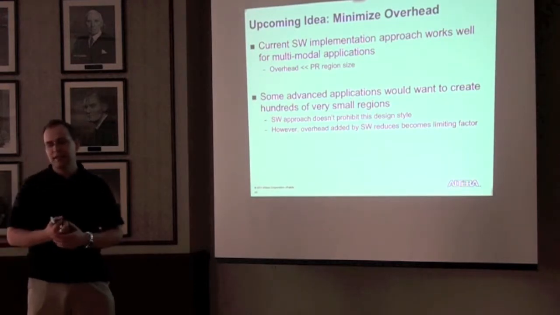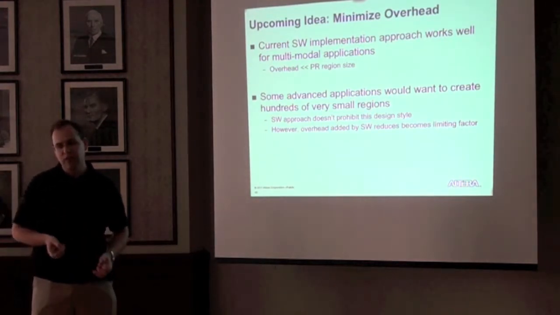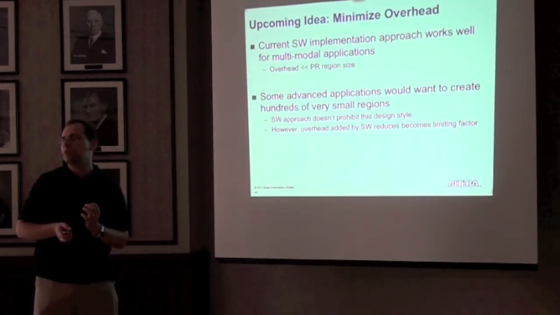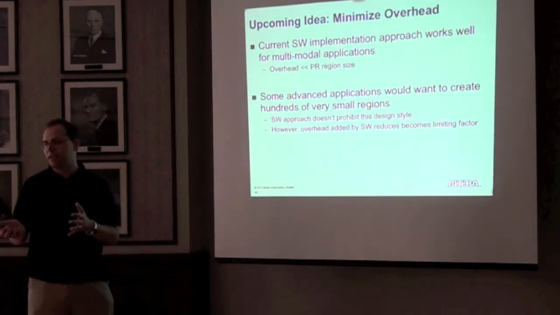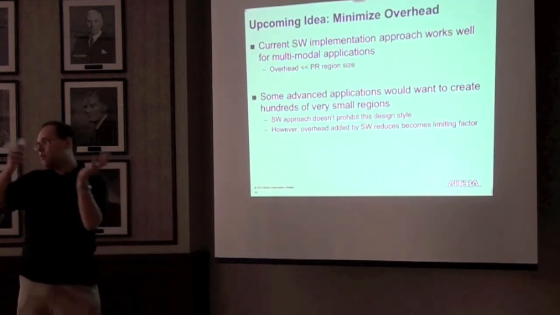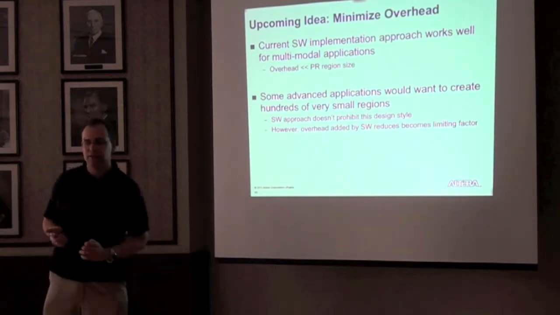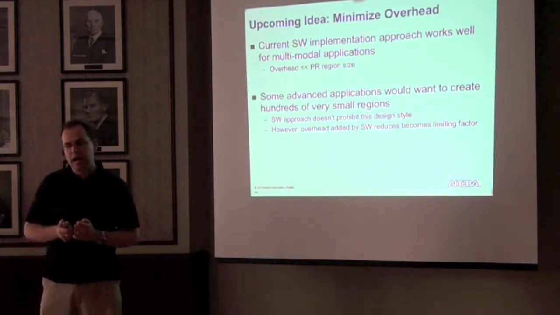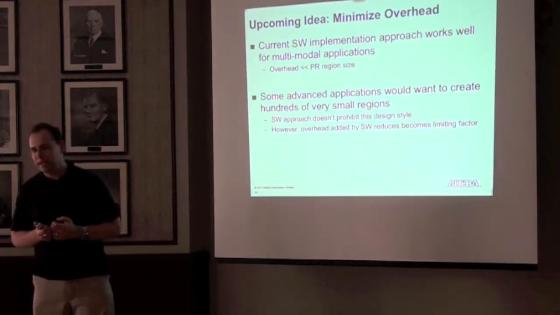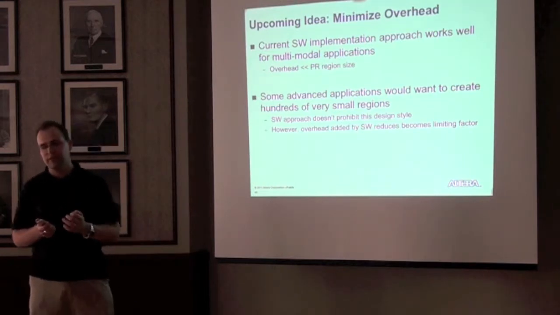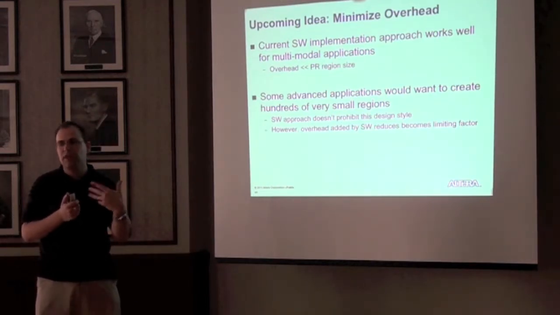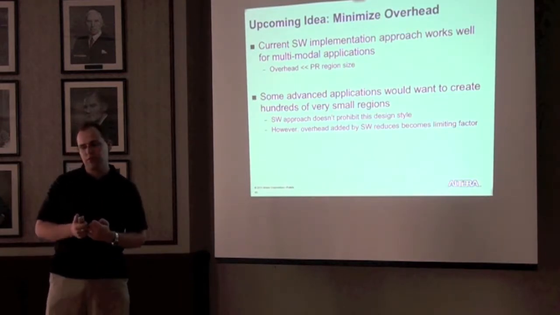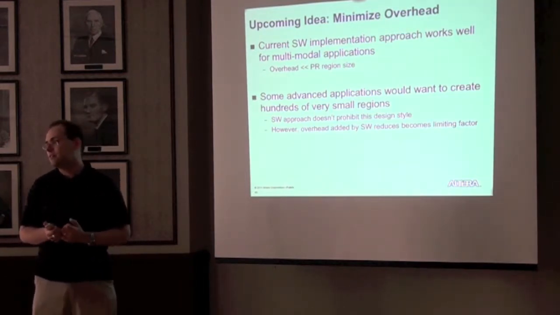And the last thing, although we don't quite know how to do this, is to minimize the overhead. Our current software implementation approach works very well for multimodal applications. You're taking thousands of LUTs, moving them out, replacing them by thousands of other LUTs, because the overhead is much less than the PR region size. However, you can conceive of applications that want to create hundreds of very small regions and perhaps have lots of input signals and very complicated systems, and our current software approach doesn't prohibit this kind of design style.